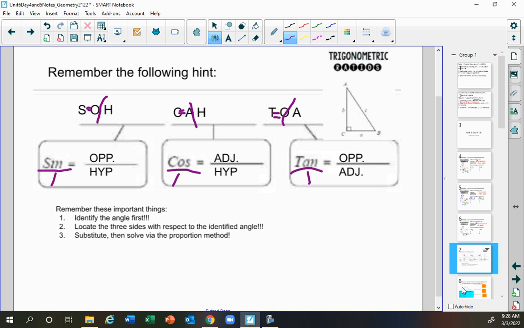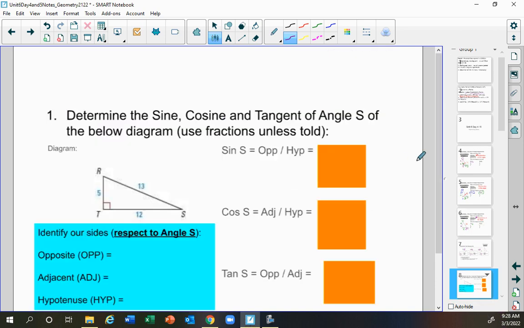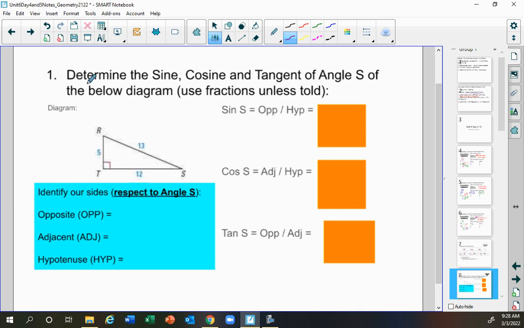All right, so here's what we have going on. The nice thing is with the first problem, the chart is already here. So here's what we got to do first. Determine the sine, cosine, tangent of angle S.